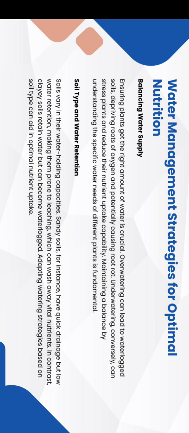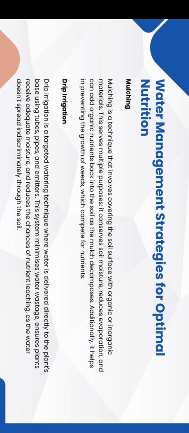Soil type and water retention. Soils vary in their water holding capacities. Sandy soils, for instance, have quick drainage but low water retention, making them prone to leaching, which can wash away vital nutrients. In contrast, clayey soils retain water but can become waterlogged. Adapting watering strategies based on soil type can aid in optimal nutrient uptake.